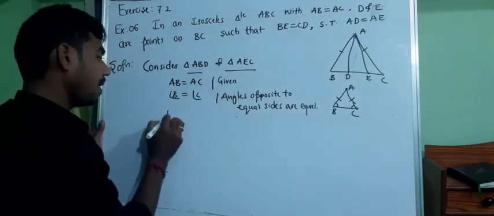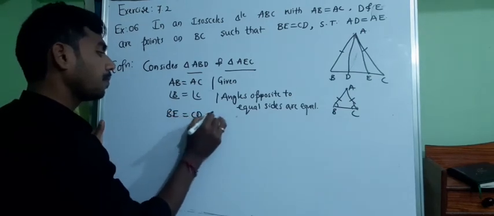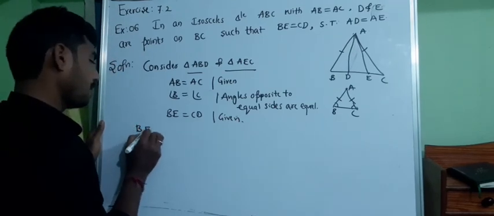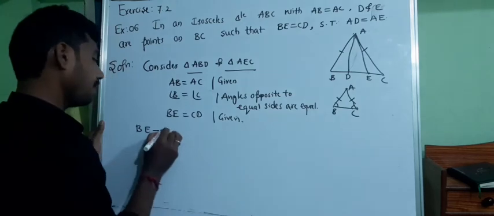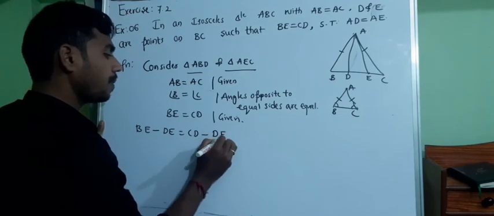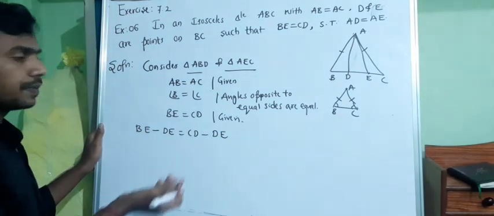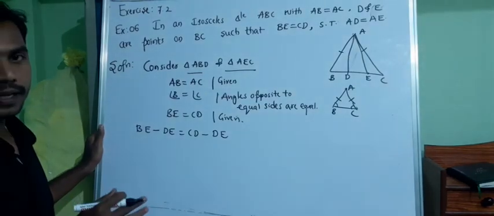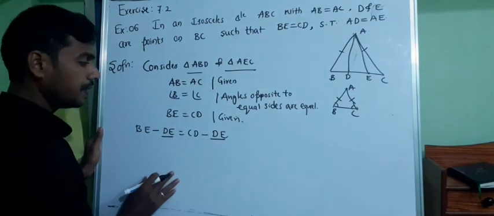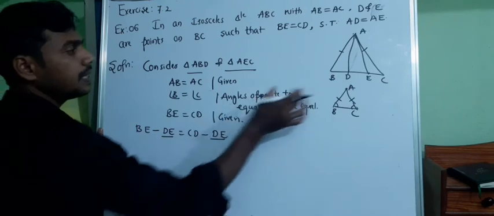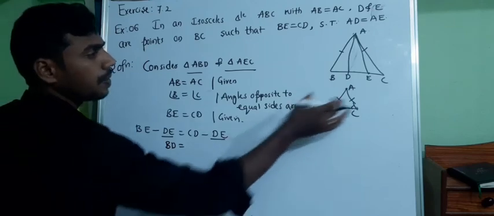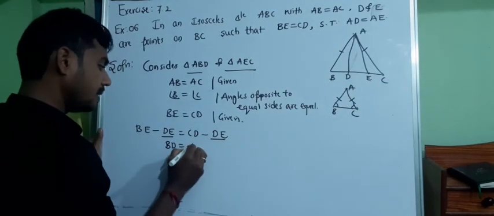Fine. Next, it is given that BE is equal to CD. BE minus DE, CD minus DE. What I am doing is subtracting DE on both sides of the equation. I can add or subtract any term on both sides of the equation. So BE minus DE is nothing but BD, is equal to DC minus DE, which is nothing but EC.